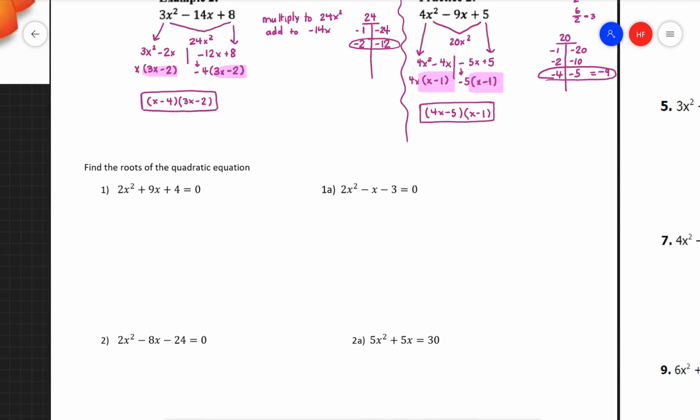Then on the next part, we have find the roots of the quadratic equation. So in Algebra 1, 2 years ago, we learned that roots has other names. It has x-intercept. It has solution. So if you see find the solution, it means the same thing as find the roots or find the x-intercepts. So we're going to find the roots of each quadratic equation by factoring.